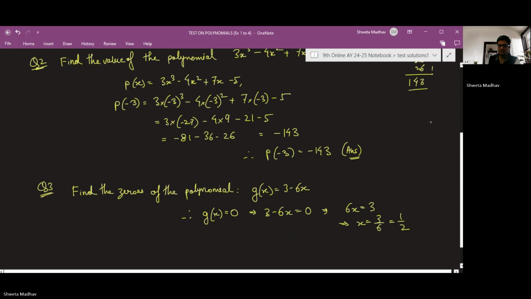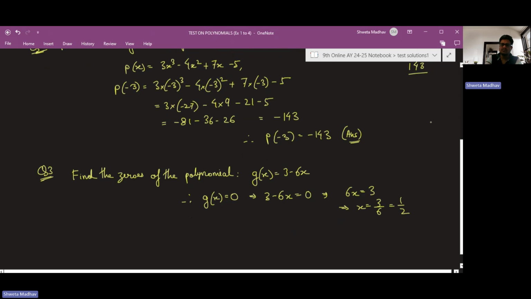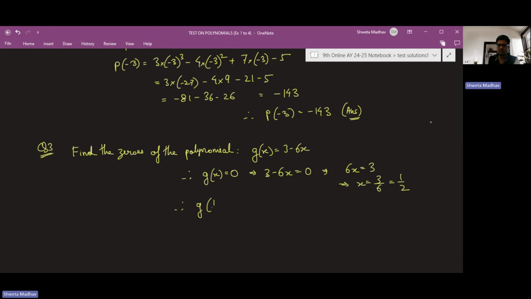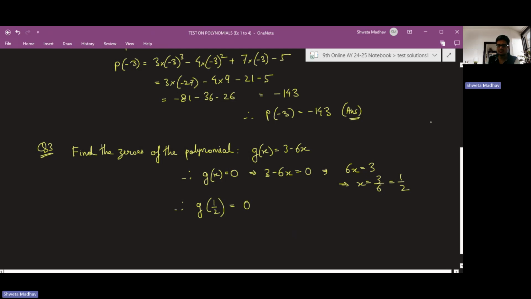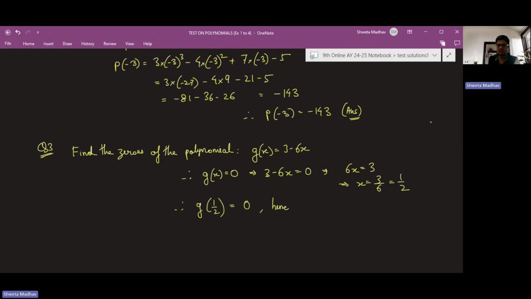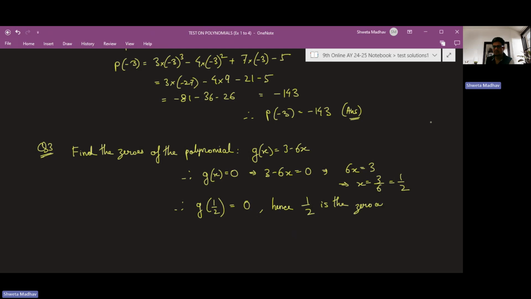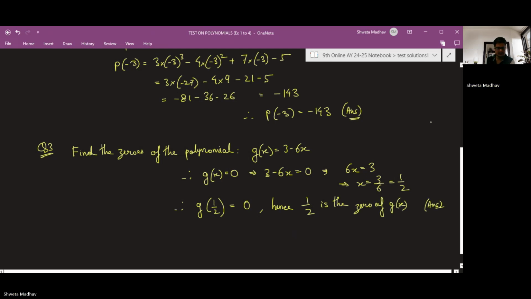So it means that when x will be 1 by 2, then the value of g of x will be 0. So therefore, g of 1 by 2 is 0. So hence 1 by 2 is the 0 of this given polynomial g of x. Hence half is the 0 of the polynomial g of x. So half is the answer.